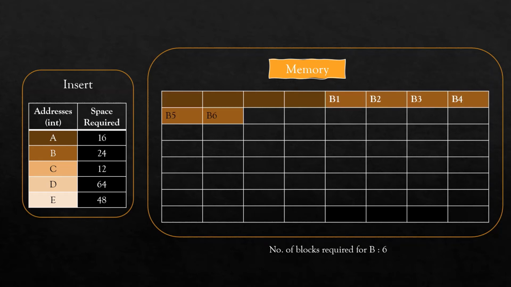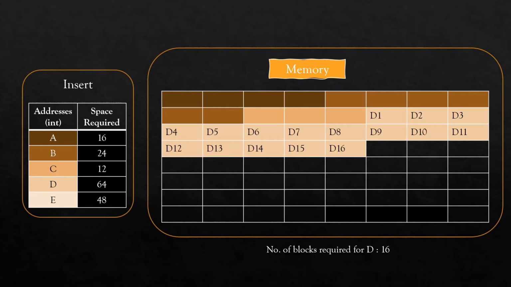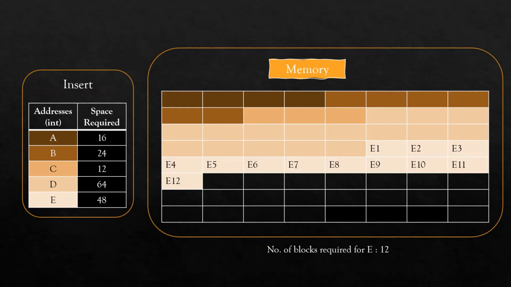6 blocks are required to store B, and let us assume that malloc allocates it in the next free space, which is immediately after A. So B takes 6 blocks of space. Similarly, C takes another 3 blocks of space. D takes another 16 blocks of space. And E takes up 12 blocks of space.